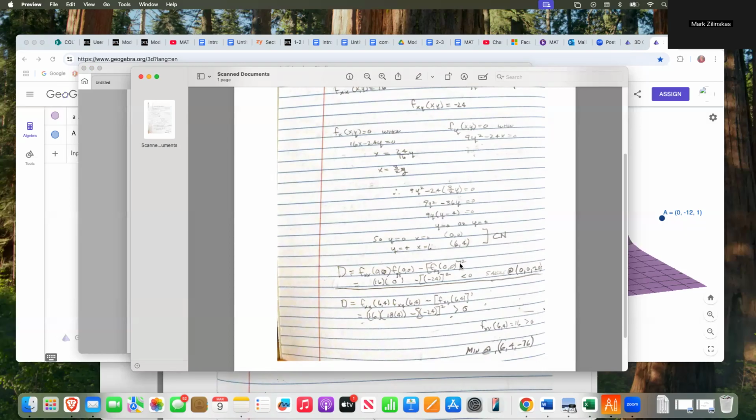I take my 6, 4. I substitute into the appropriate partials. Second partial with respect to x evaluated at 6, 4. The second partial of y evaluated at the 6, 4. And then what I do is I know that kind of looks like an x there, but that should be a y. Okay, that's the second partial of y.